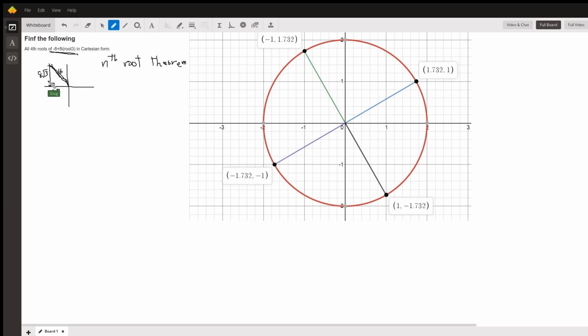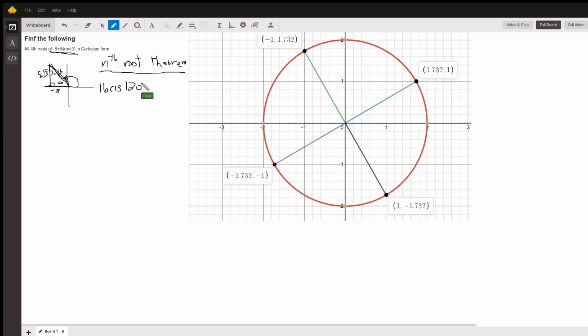Because of the ratios of 8 radical 3 to 8. So this has to be 60. This has to be 30, and the hypotenuse is twice the short length, 30, 60, 90. Anyway, that tells us that we rewrite this complex number as the modulus times the cosine of theta, which is this angle right here, which is 120 degrees, plus i sine theta. And we abbreviate that as 16 cis 120.